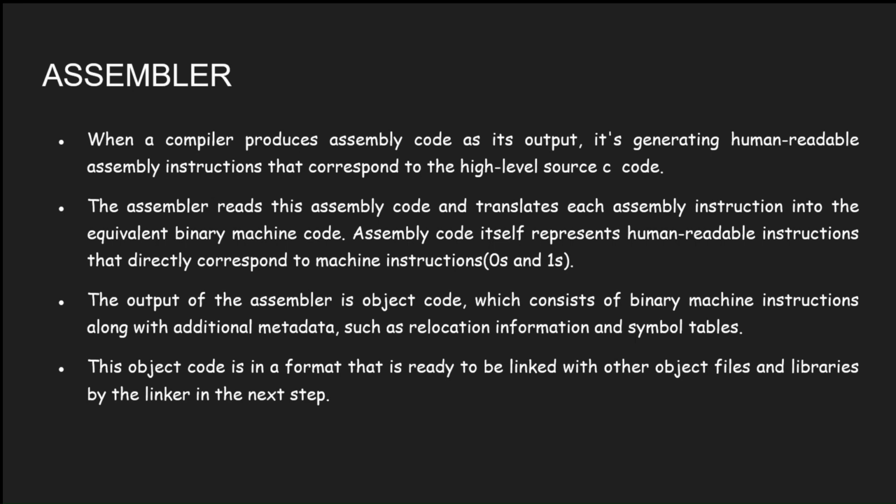The assembler reads this assembly code and translates each assembly instruction into equivalent binary machine code, that is zeros and ones. Assembly code itself represents human-readable instructions that directly correspond to machine instructions. The output of the assembler is object code, which consists of binary machine instructions along with additional metadata such as relocation information and symbol tables. This object file is in a format that is ready to be linked with other object files and libraries by the linker in the next step.